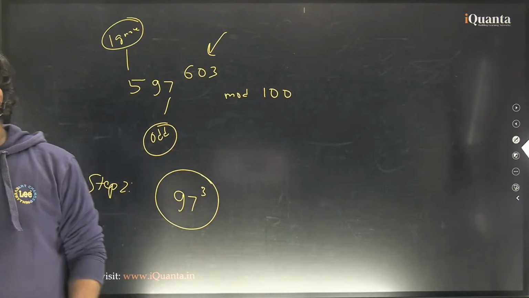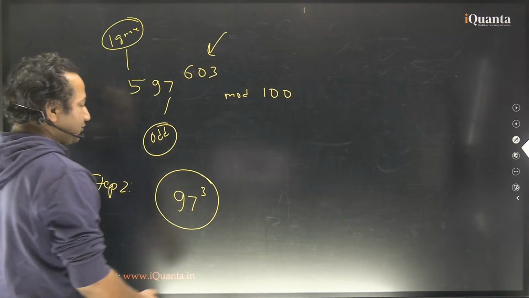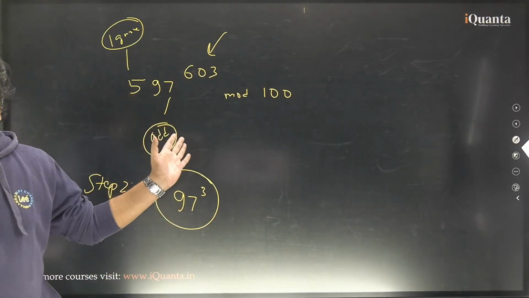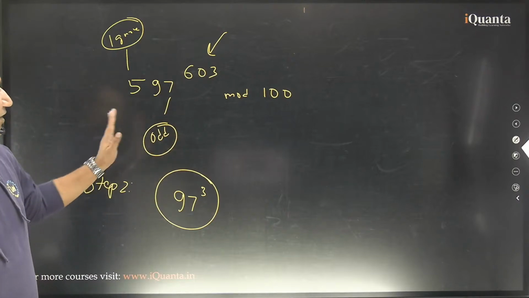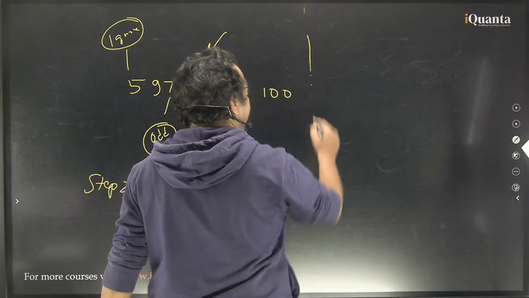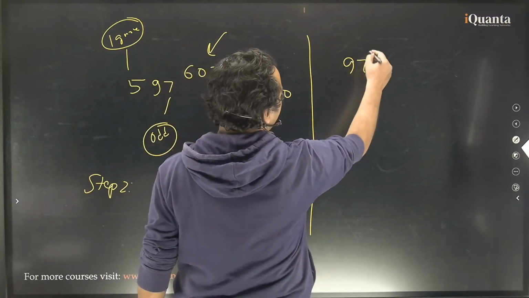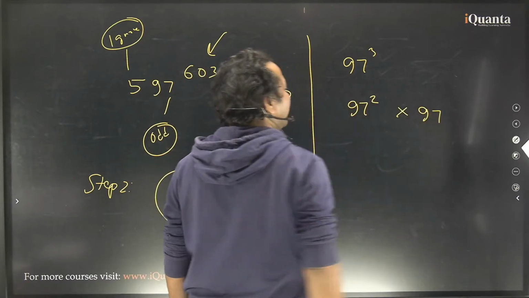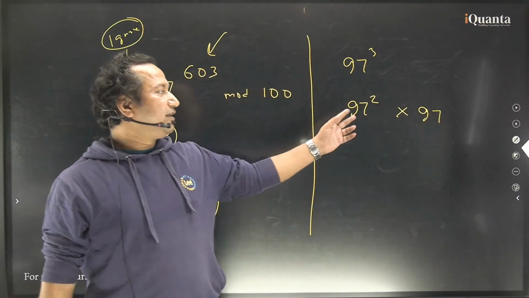अब हमारी ज़िंदगी कितनी आसान हो चुकी है. So now we have to find only this. The last two digits of 97 cube would actually be the answer. अब 97 क्यूब की लास्ट 2 डिजिट्स फाइंड करना भी हमारे लिए बाएं हाथ का खेल है. कैसे? कि 97 क्यूब को I can write as 97 square multiplied by 97. और थोड़ी देर पहले I told you how to find the last 2 digits of squares.